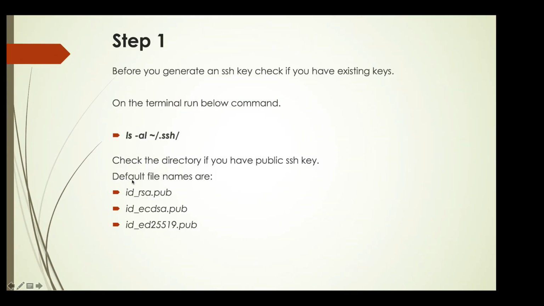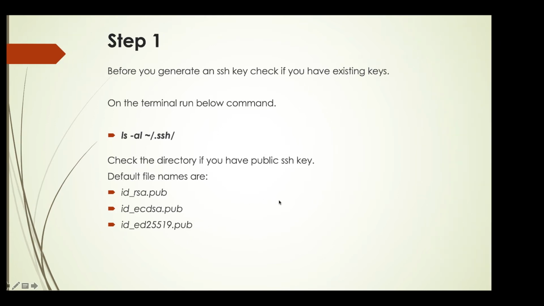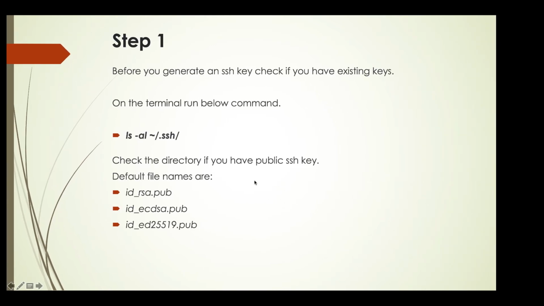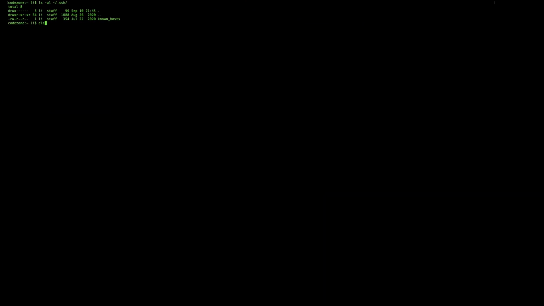Normally, the default names are as follows. You can see that we have id_rsa.pub, id_ecdsa.pub, and id_ed25519.pub. These are usually the default names. So if you don't have any existing keys, we can go ahead and generate new keys.